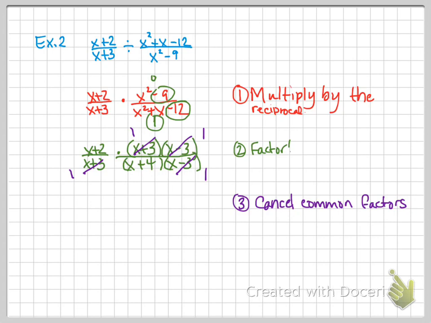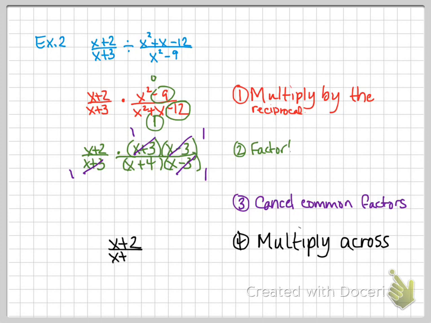Okay, so now we're left with an x plus 2 in the numerator and an x plus 4 in the denominator. So multiply across, and we are left with x plus 2 times a bunch of 1's over x plus 4 times a bunch of 1's, or x plus 2 over x plus 4.